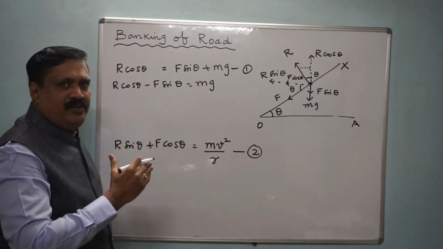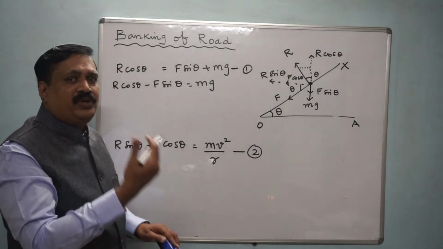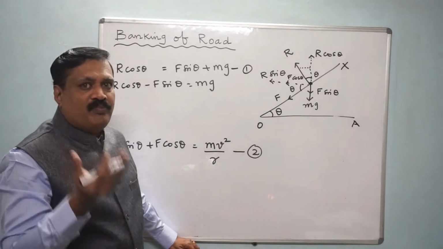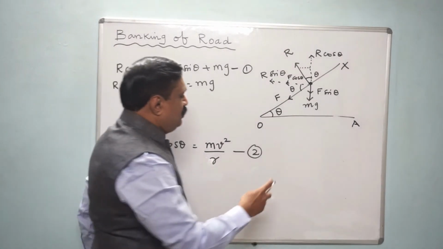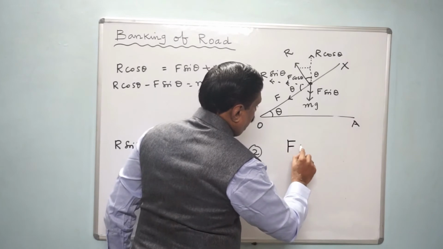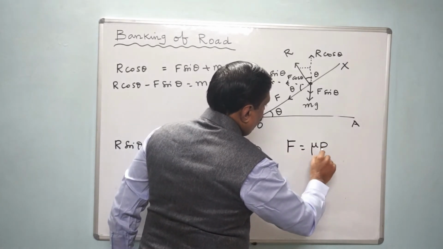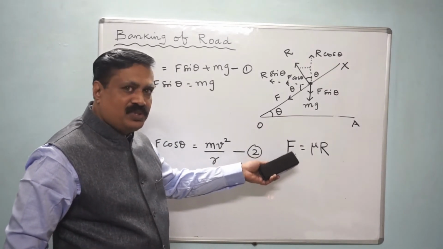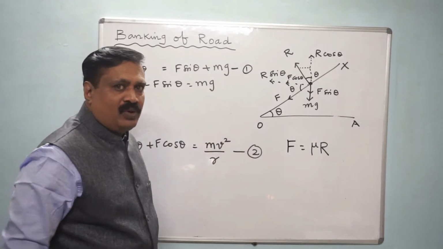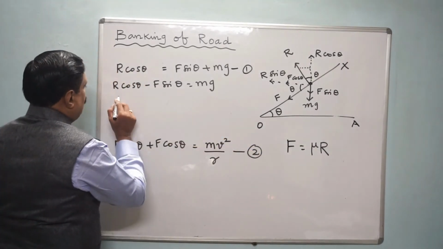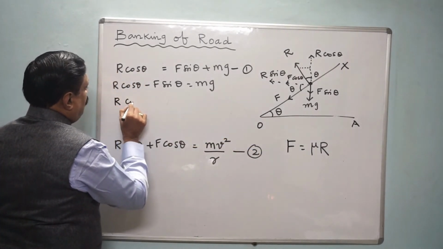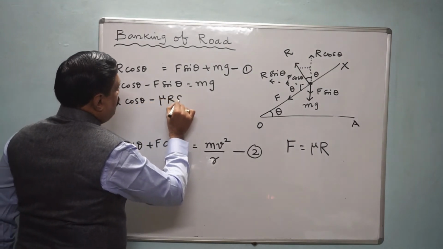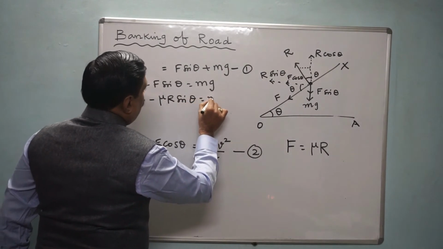Now this is the derivation related to friction. When the car is moving, it will have friction also. Therefore, F equal to mu R. This formula you already know. Now you have to substitute this formula here, for the F you have to substitute. If you substitute here, R cos theta minus mu R sin theta equal to mg.